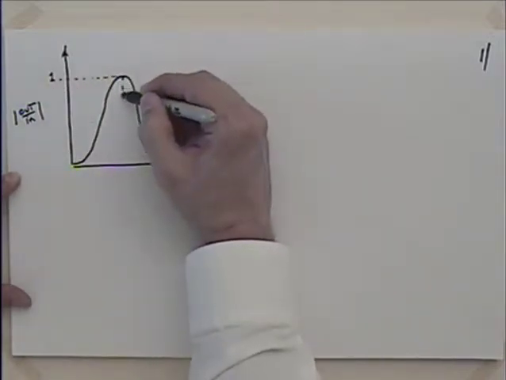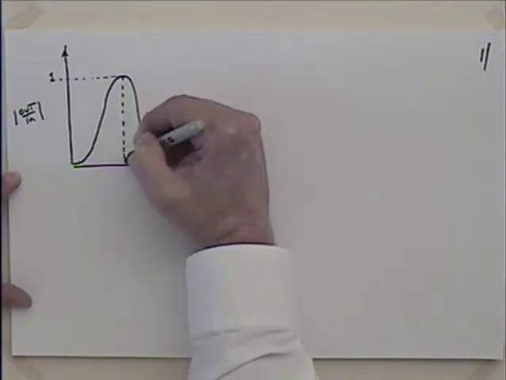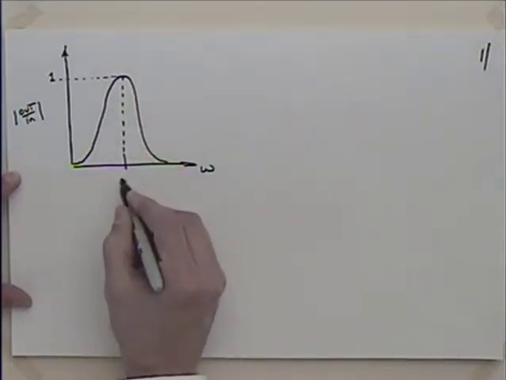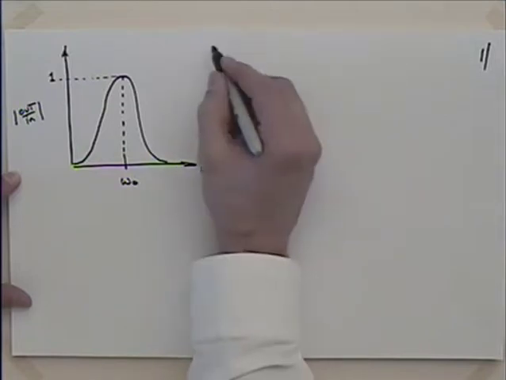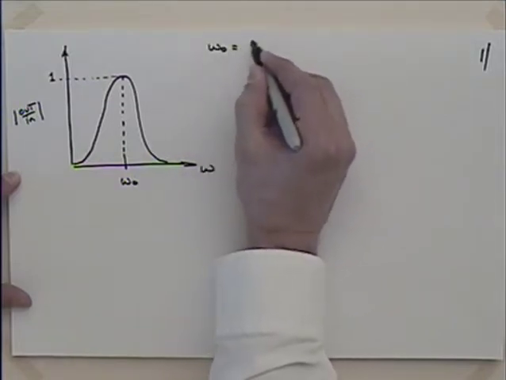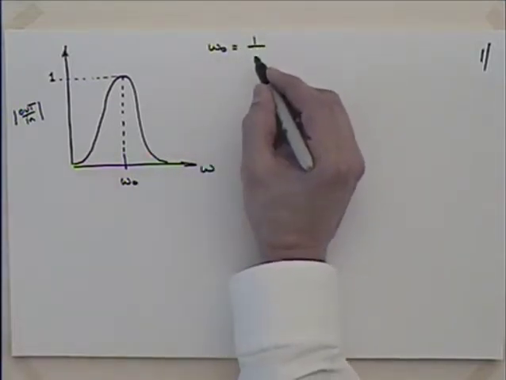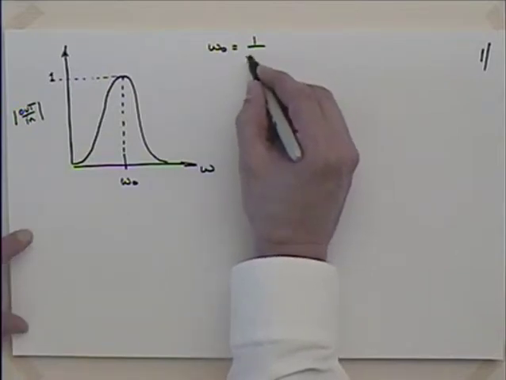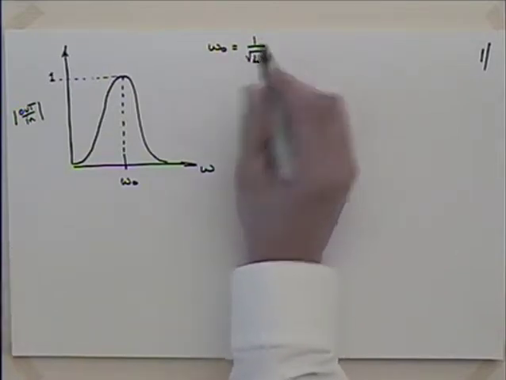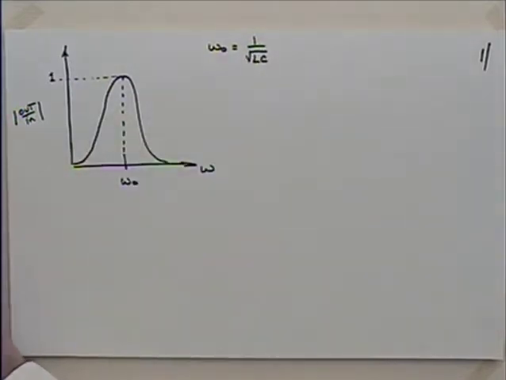And that was our resonant frequency, omega naught, and we talked about how to calculate that: omega naught is equal to 1 over the square root of LC, right? Remember that from last time? I think that's what we had.